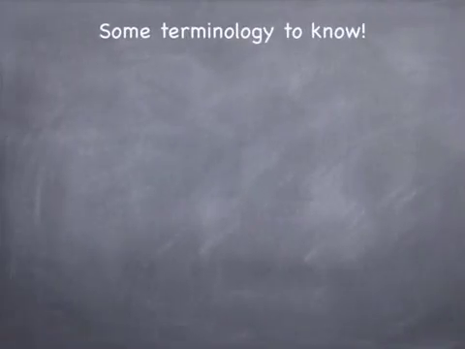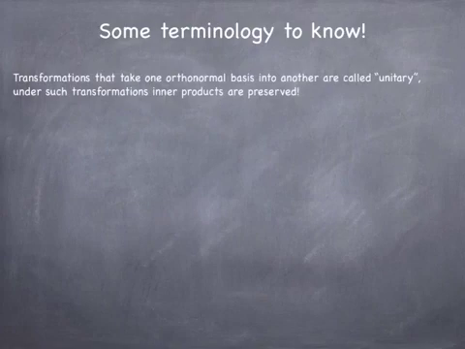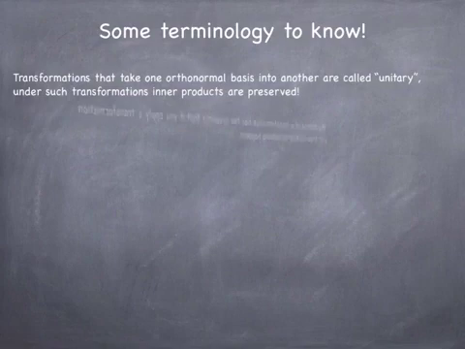Okay, let's just go over some terminology real quick. Transformations that take one orthonormal basis into another are called unitary. Under such transformations, inner products are preserved. So you can think of a unitary transformation as kind of like a rotation. It keeps the vectors' lengths the same, it keeps the angles between all vectors the same, but it just rotates them in some way. Okay?